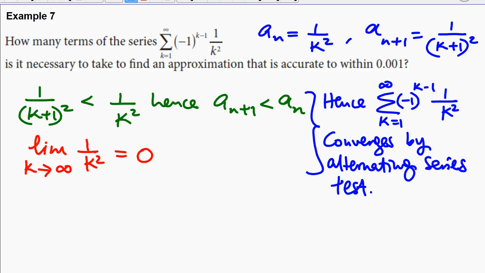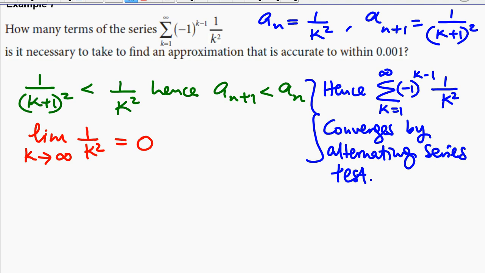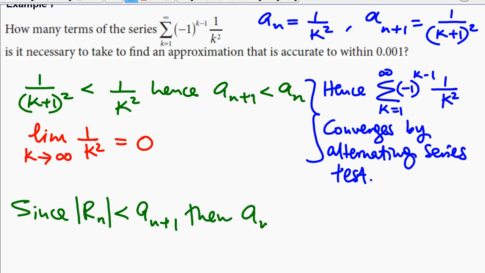Okay, now that we've confirmed that, we can now apply the alternating series estimation theorem. And what does the alternating series estimation theorem say? It says that the remainder is less than the first neglected term. So since the remainder is less than the first neglected term, then S sub n plus 1 will be less than 0.001.